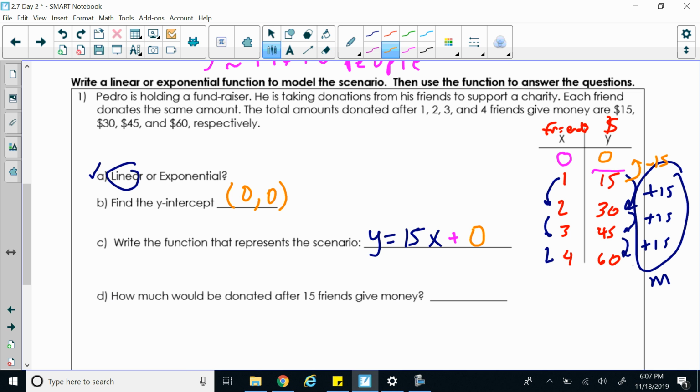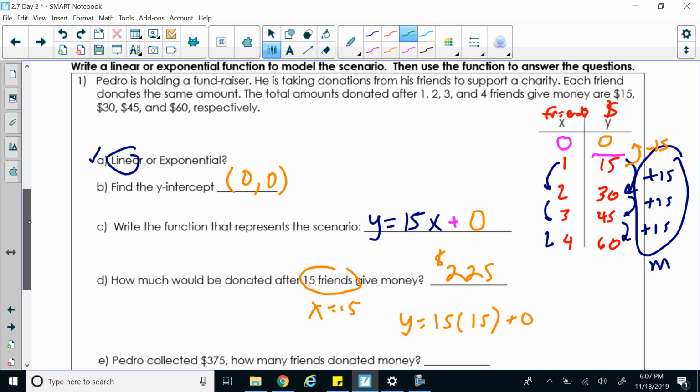Our b is 0. So now, using this equation, it asks how much would you get donated after 15 friends give money? Well, that means x is 15. So y equals 15 times 15 plus 0. Really, it's just 15 times 15, which is $225. There you go. And that's what we're doing today.